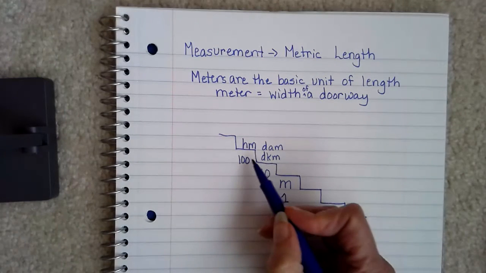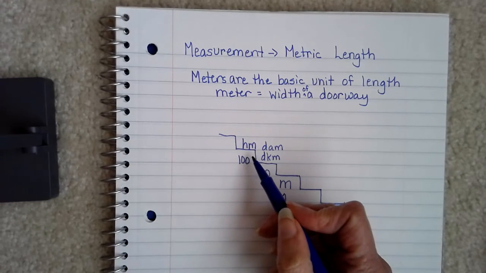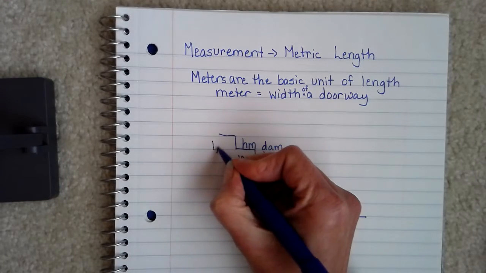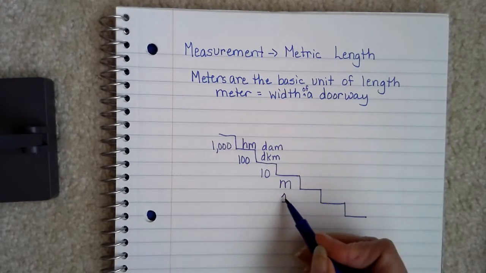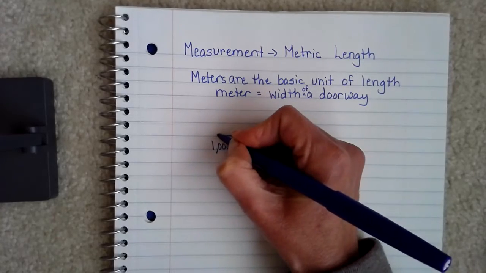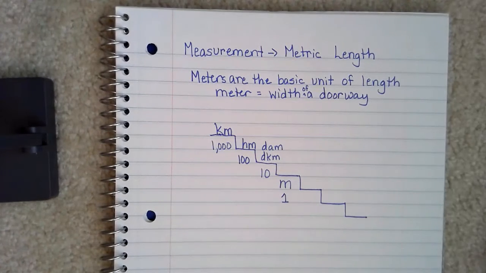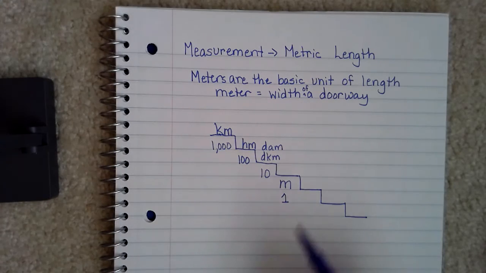And then if we wanted to do 10 hectometers or 1,000 meters, so I'm going to put 1,000 up here, so it's 1,000 meters, that's called a kilometer. And that's the one that would be relatively close to our mile. It's not exactly, because it's the metric system, but that's about the closest measurement for that one.